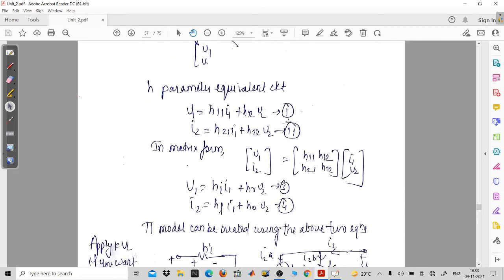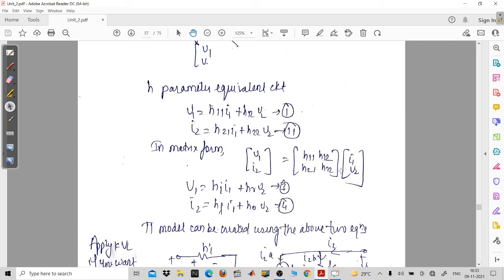This is the H parameter equivalent circuit, and these H parameters are applicable to a two port network. So we have written two equations. If we want to write these equations in matrix form, that also you can write. That is V1 and I2, it will be H11, H12, H21 and H22, and that will be I1 and V2.